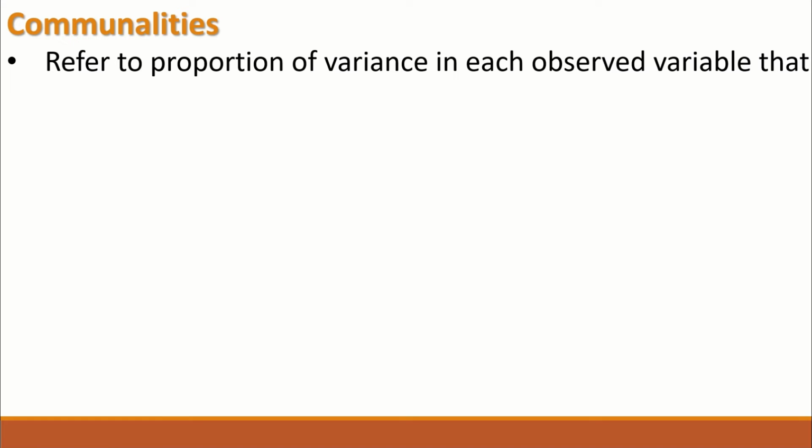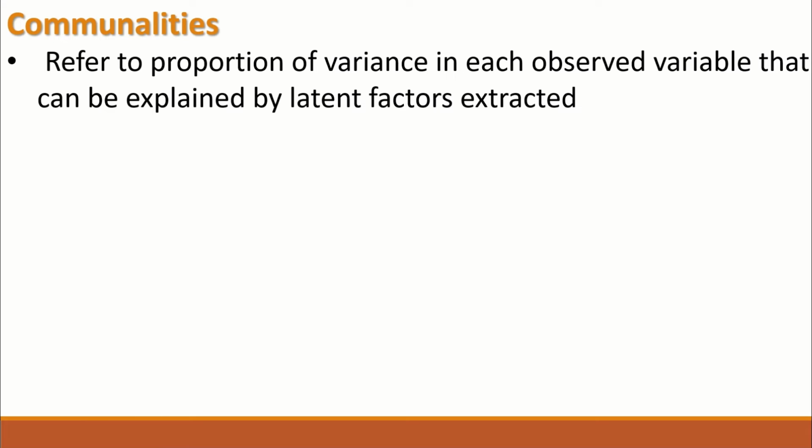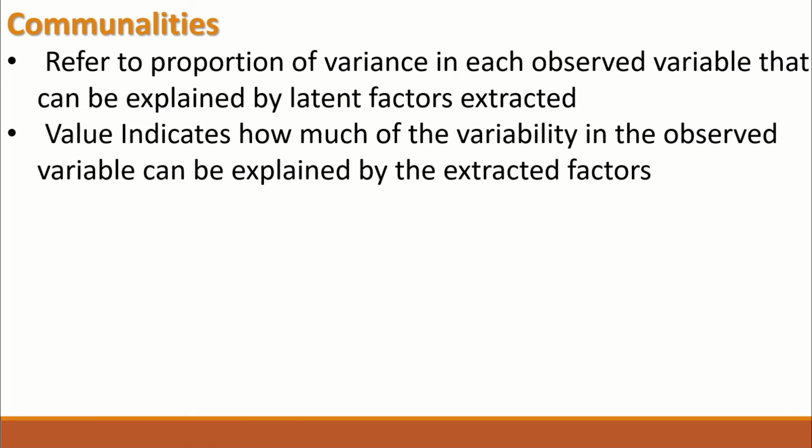What is also important that has to be checked and examined is a term called communalities, that is calculated post performing the EFA. Communalities refer to the proportion of variance in each observed variable that can be explained by the factor extracted, or the latent factor extracted. So the value for communalities indicates how much of the variability in the observed variable can be explained by the extracted factors.